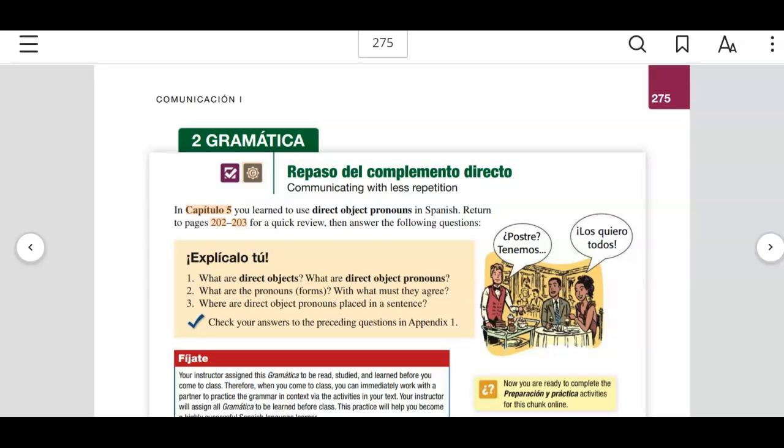Welcome to your Spanish class grammar section, page 275. Today we're going to learn to communicate with less repetition. To do that, we need to review the direct object pronouns. So let's go back to pages 202 and 203.